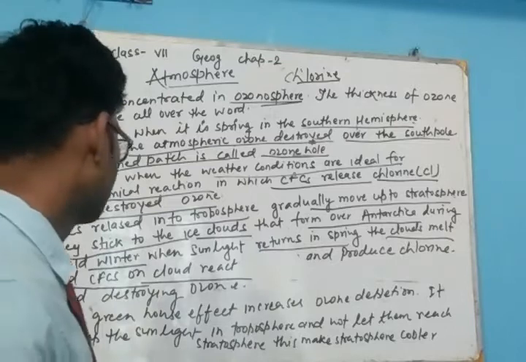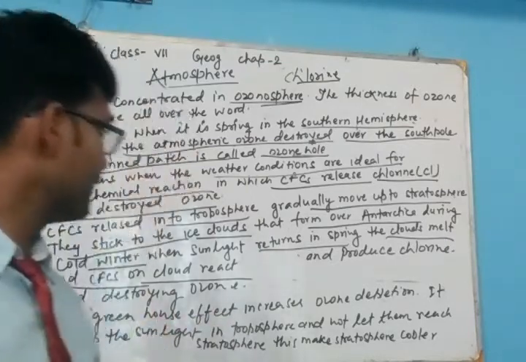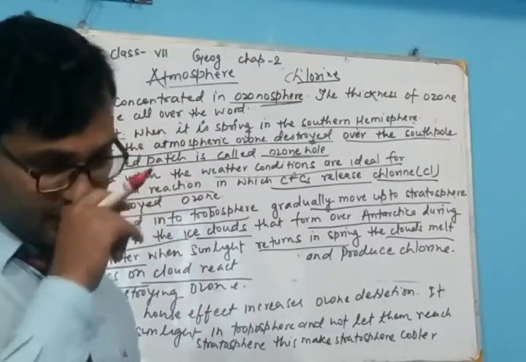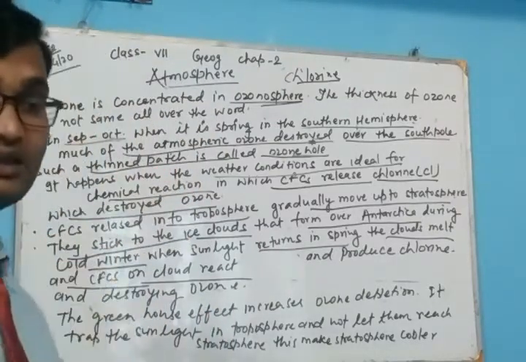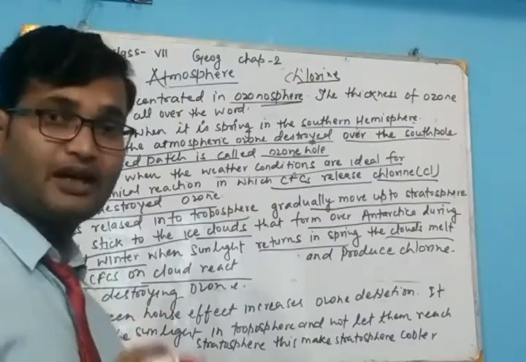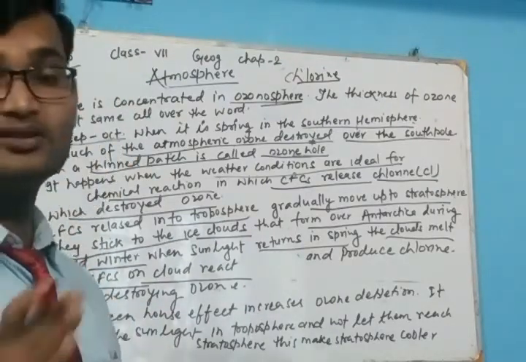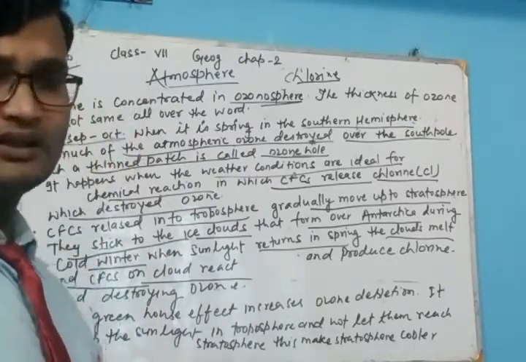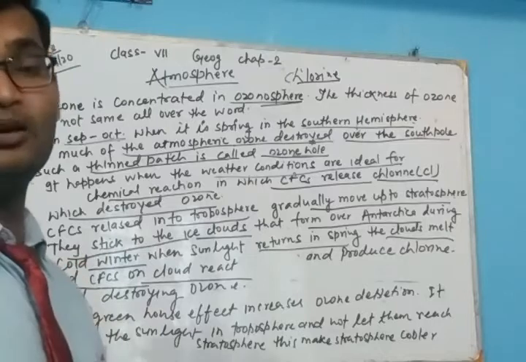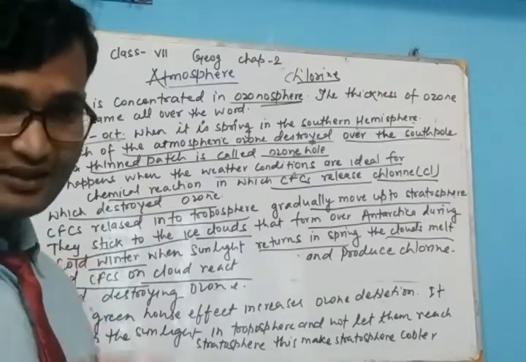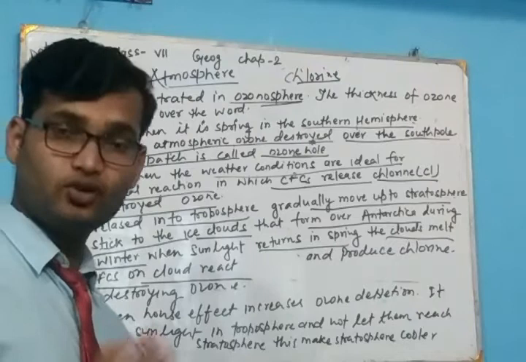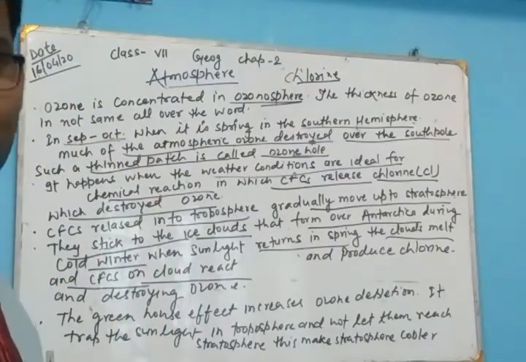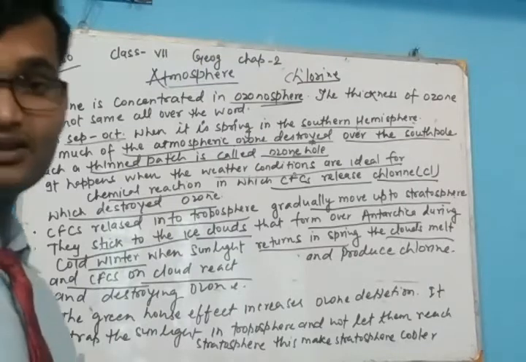Now, how does the greenhouse effect increase the ozone depletion? This is the main cause actually. The greenhouse effect traps the sunlight, meaning due to the trapping of the sunlight in the troposphere, it does not reach up to the stratosphere. The sun's heat does not reach the stratosphere, so it is very cold. So the ice cloud is formed. So you can say this is a main cause.